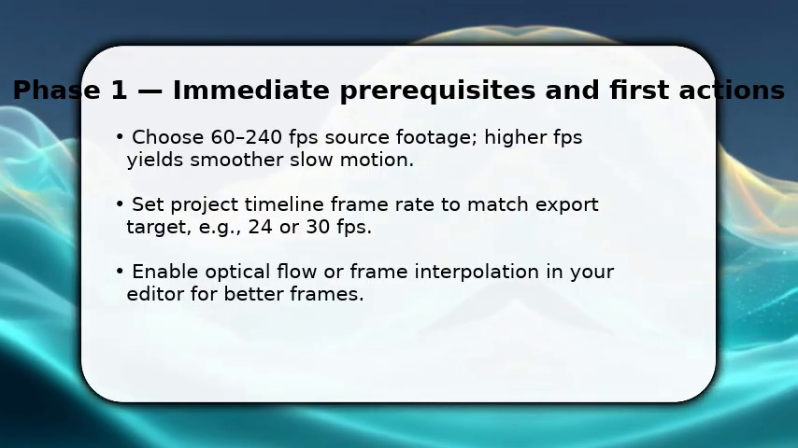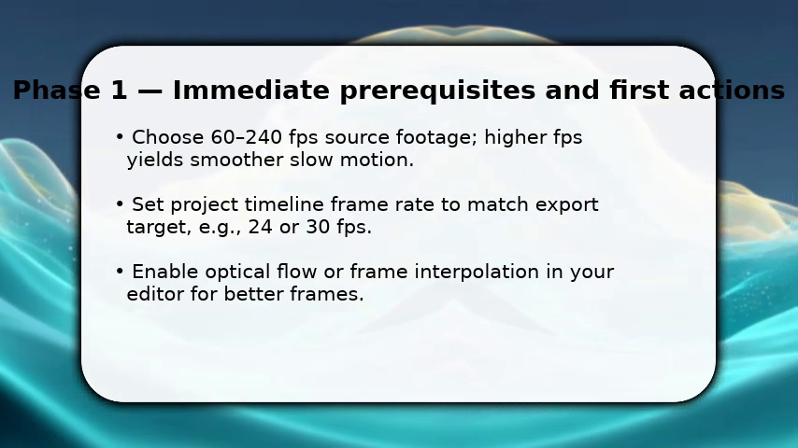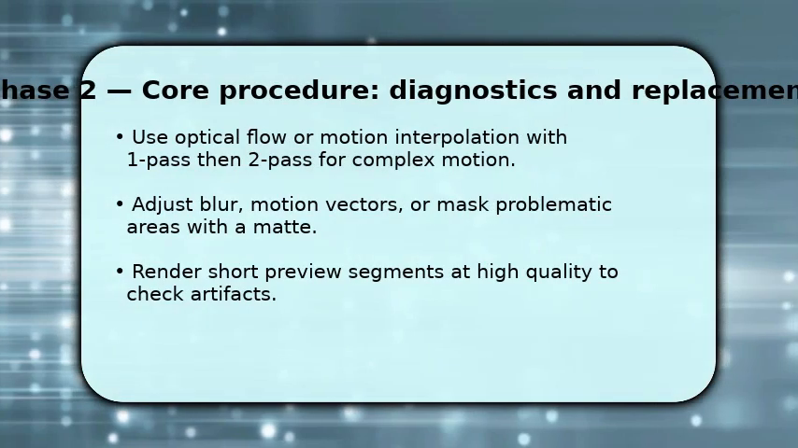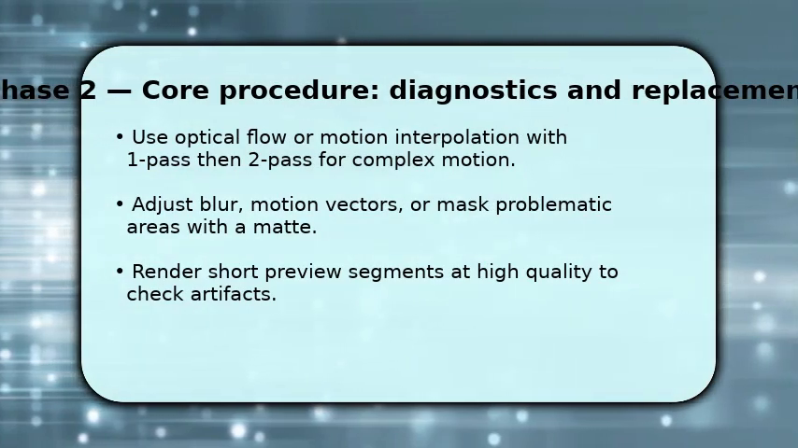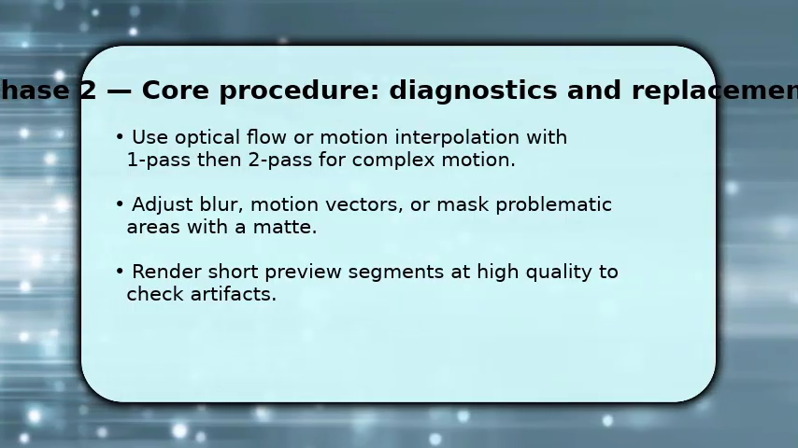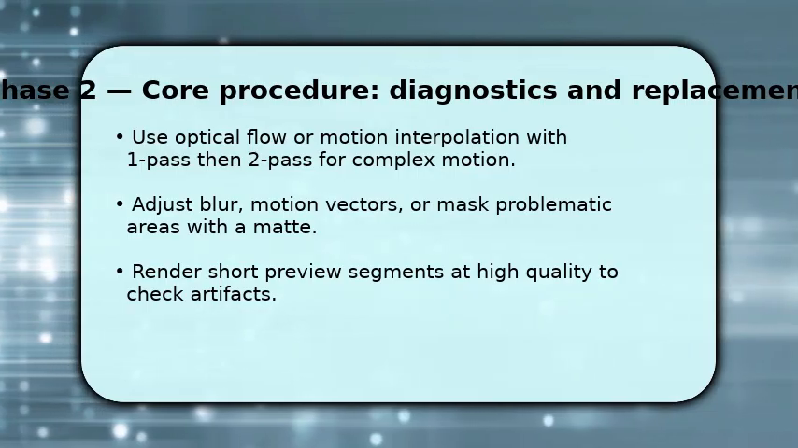Make sure to enable any optical flow or frame interpolation toggle now. This is where smoothness is generated, not later. Now refine the interpolation to prevent artifacts. Enable optical flow, then switch from 1-pass to 2-pass where available. 2-pass analyzes motion more accurately for complex movement.